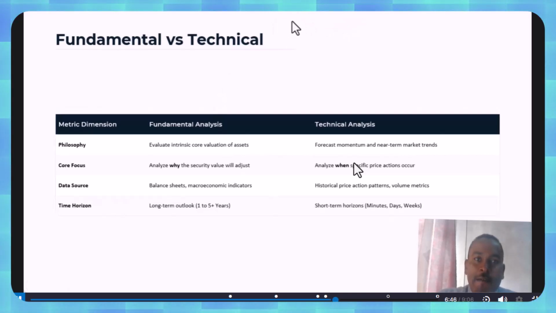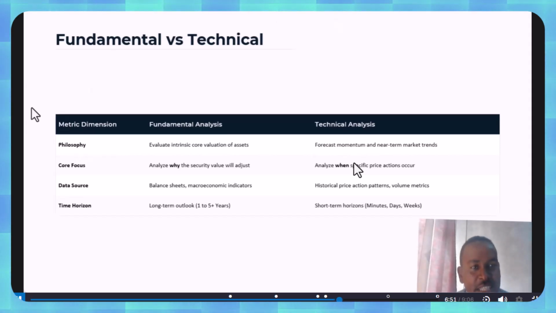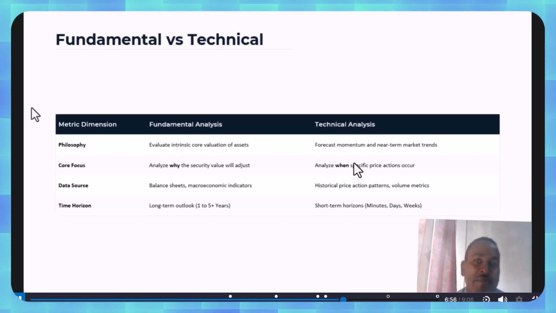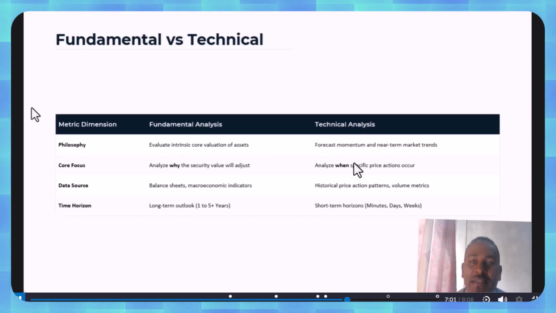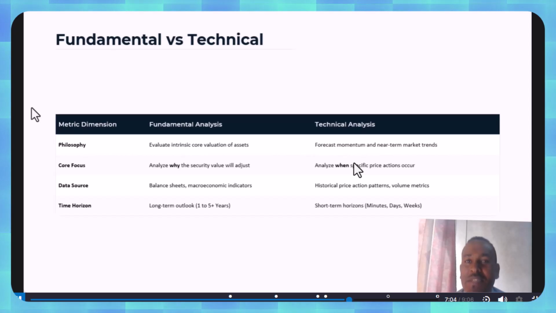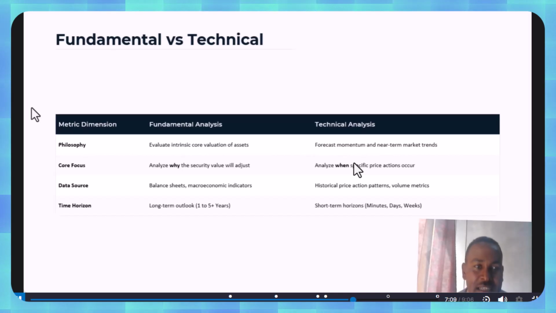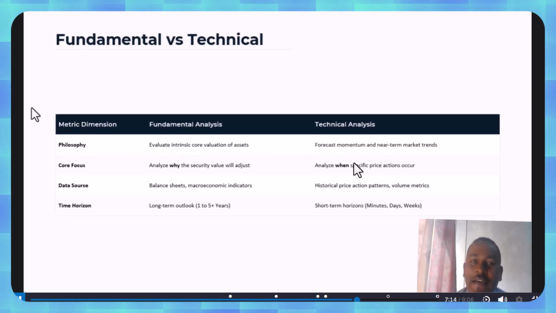The other is a short comparison between fundamental analysis and technical analysis. Fundamental analysis evaluates intrinsic core valuation of assets and determines intrinsic value, whereas technical analysis forecasts momentum and near-term market trends, determining market value and market fluctuations. The focus of fundamental analysis is to analyze why the security value will adjust, whereas technical analysis analyzes when specific price actions occur. Data sources for fundamental analysis are balance sheets and macroeconomic indicators.